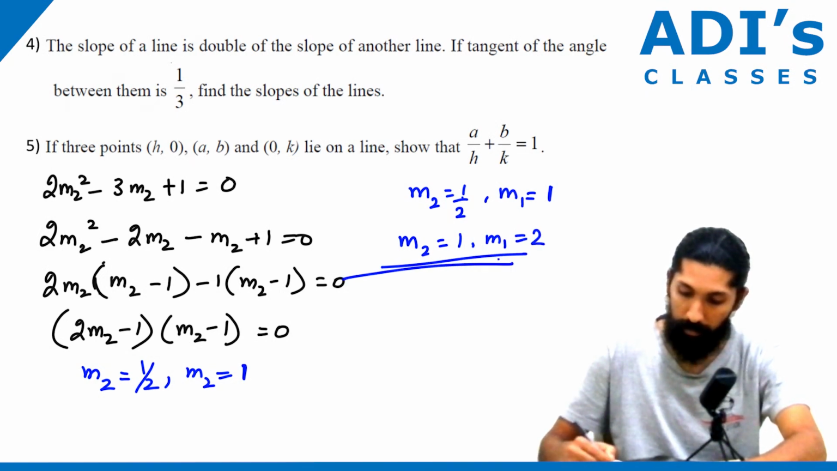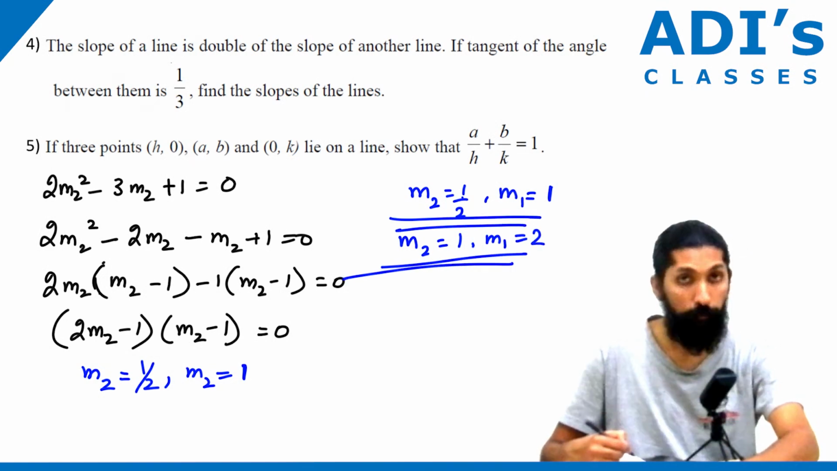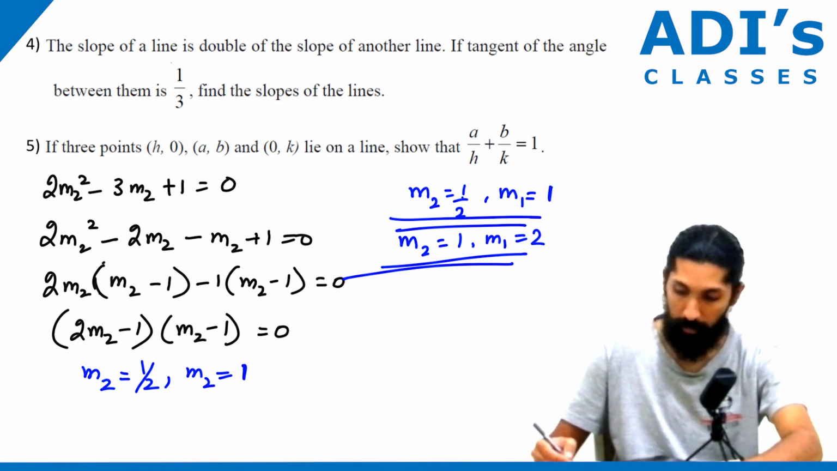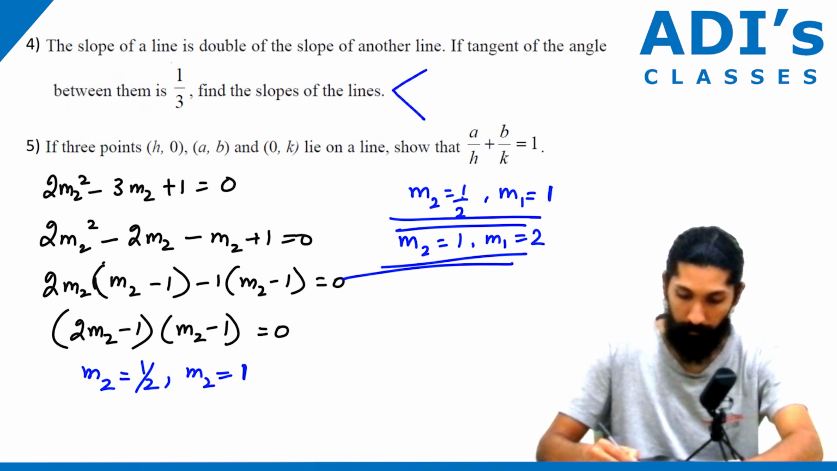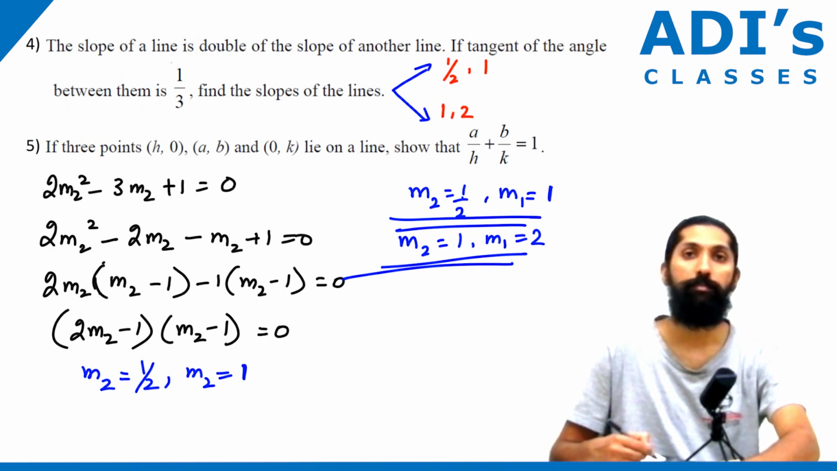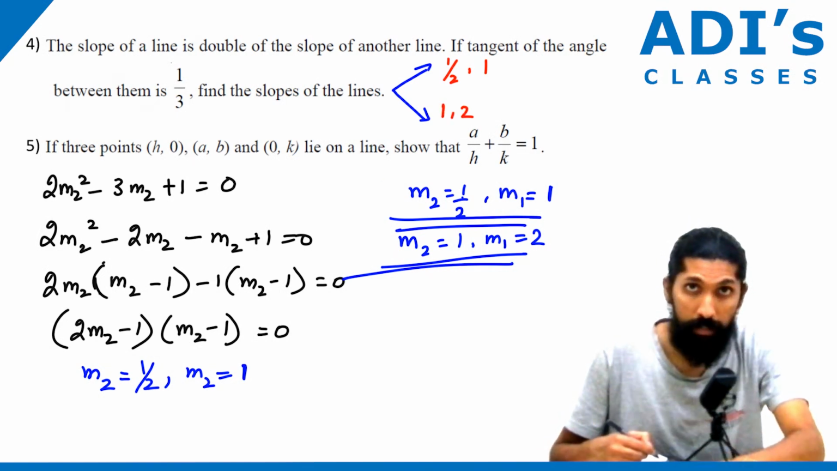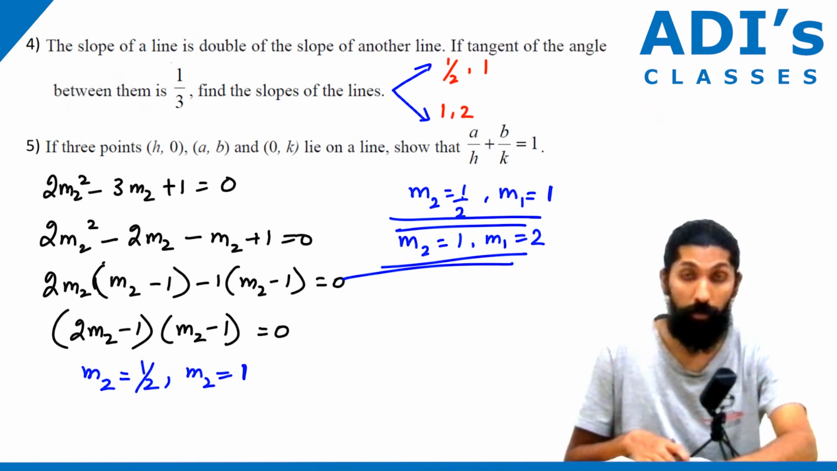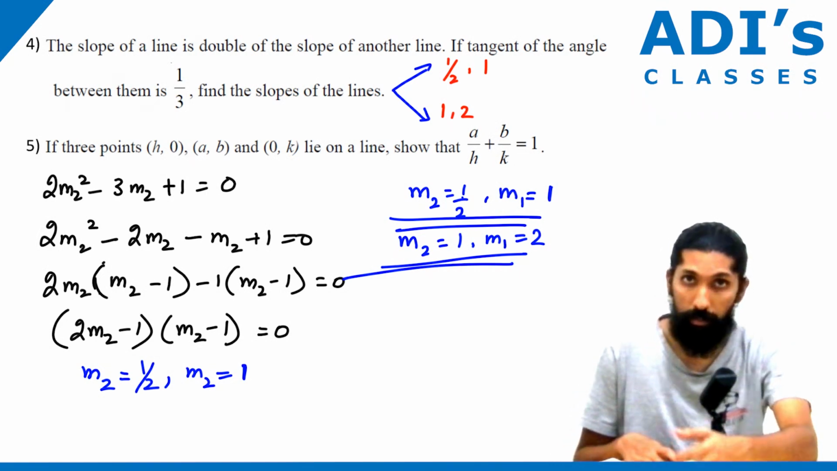So these are the answers for the fourth question. That means for the fourth one, we have two answers, isn't it? So we'll write them down. The first one is half and 1. The second one is 1 and 2. Fair enough? So these are the answers for the fourth question. Now let's do the fifth one. The fifth one is more like a proving sum, isn't it? Let's do the fifth one now.